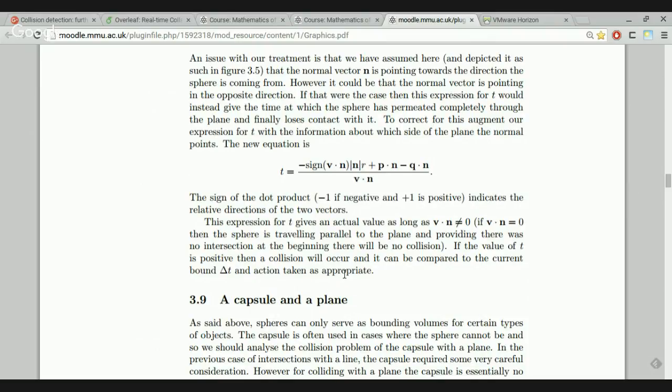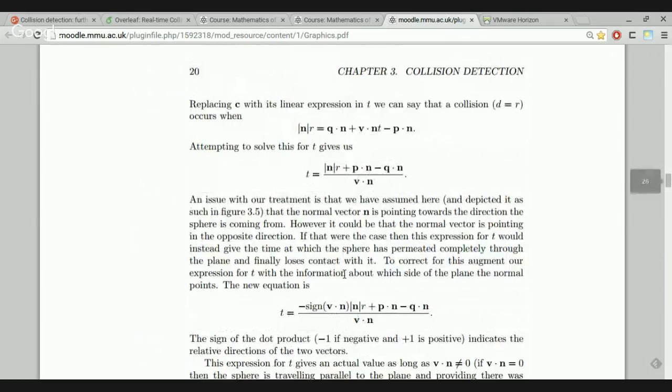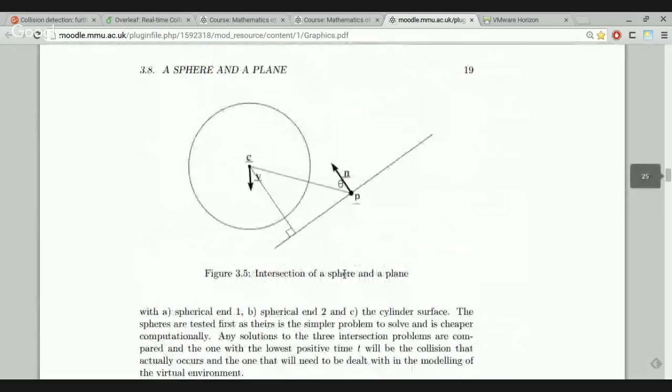If we hadn't made that sign adjustment, and we had n pointing in the opposite direction, then the time value we would get from the equation would still be relevant, but it wouldn't be the time where the sphere collides with the plane. It would be the time where the sphere has passed completely through the plane and is just about to lose contact with it, because that's the other occasion when it's at a distance exactly the radius from the plane.